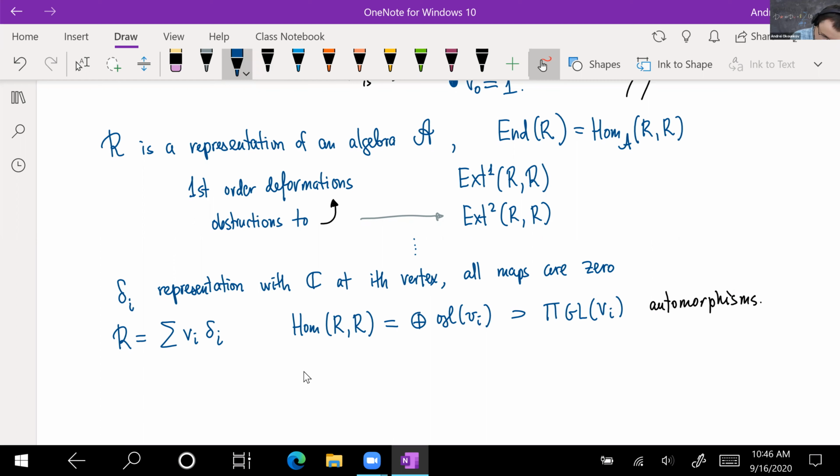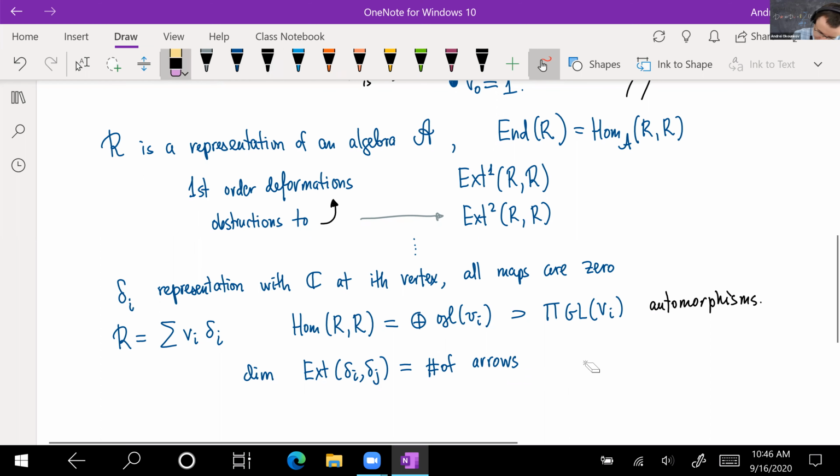Now, if I want to compute the Ext in my algebra between the ith representation and the jth representation, the dimension of that is, by the definition of Ext, you count modules in which a sub is one and the quotient is the other. The only possibility is that you have one non-zero map for the Hom. And so this is just the number of arrows from the ith vertex to the jth vertex. And this is Ext^1.